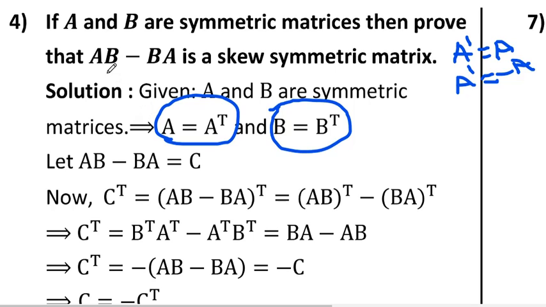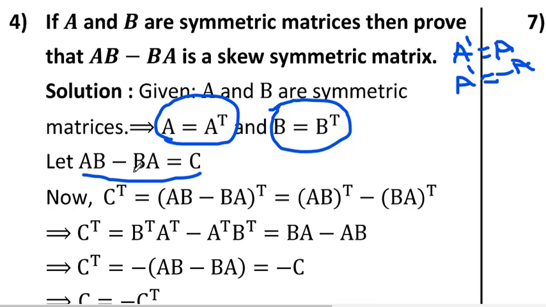Now you have to show that AB minus BA is a skew symmetric matrix. That means (AB minus BA) transpose is equal to BA minus AB, or minus of (AB minus BA). You have to show like that. And let us take AB minus BA is equal to C. And you have to show that C transpose is equal to minus C. If C transpose is equal to minus C, then C is a skew symmetric matrix. And what is C? AB minus BA, which is a skew symmetric matrix.